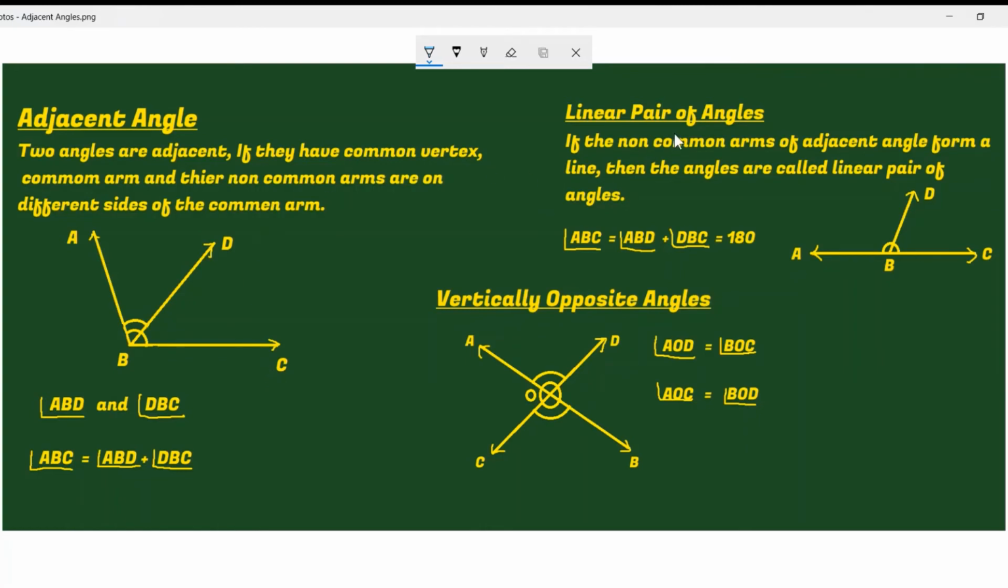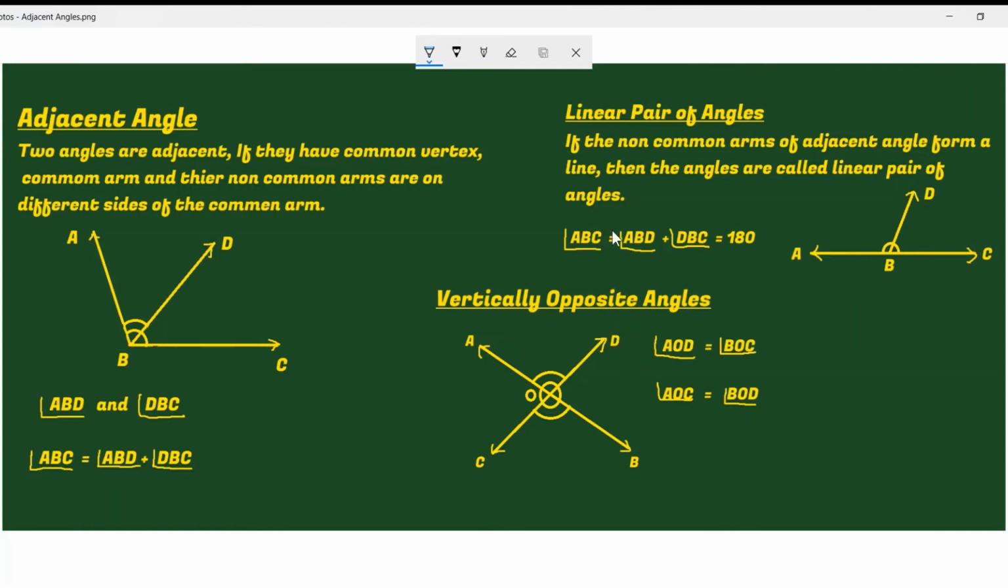Next is linear pair of angles. If the non-common arms of adjacent angles form a line, then the angles are called a linear pair of angles. Here you can see AB and BC are two non-common arms, but both the arms together form a line. So we can tell this is a linear pair of angles.